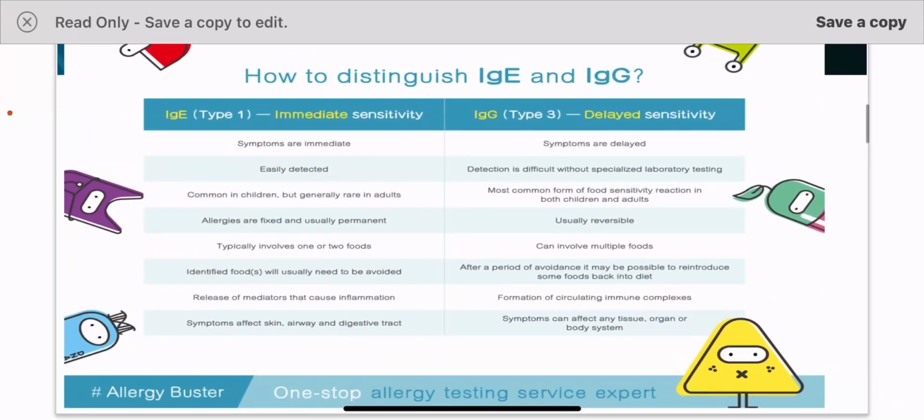So how do we distinguish whether it's IgE or IgG? IgE will always cause immediate hypersensitivity. Symptoms would be immediate, easily detectable, and more common in children. And usually if we fix the allergies and the allergen, we can be relieved from these. They typically involve one or two foods, and if we identify and avoid those, we can remove the hypersensitivity.